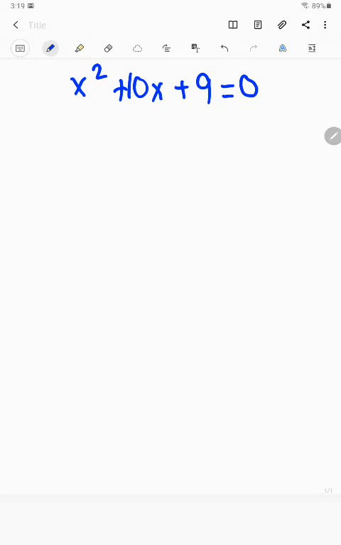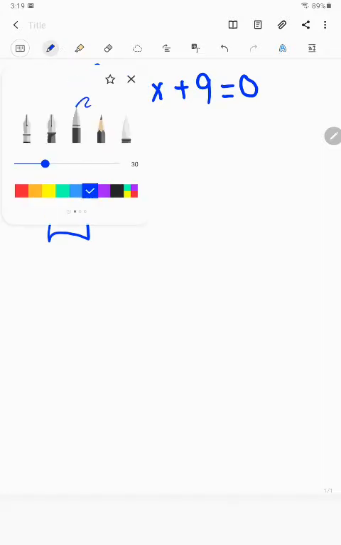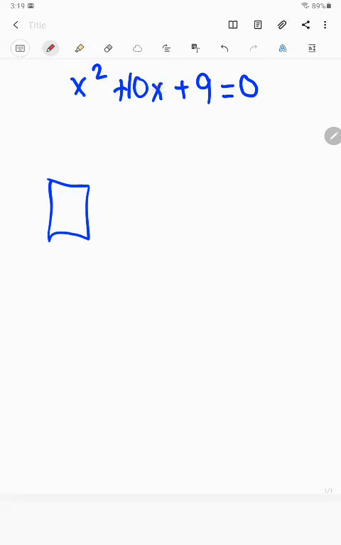Alright, and we can see if I was modeling this, I have my x squared, and then I have 10 x's, which if I was just factoring like you guys are currently doing, I might go, I have 9 dots. How can I arrange 9 dots and get 10 bars? Well, this would get me 3 and 3. That would only give me 6 linear measurements. So that's not going to give me 10x.